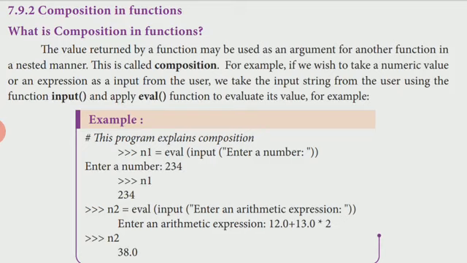That is, one function returns a value, and that returned value used as an argument to another function is called composition. To do this we use two types of functions, that is the input function and the EVAL, that is evaluate, function. First we will see the example, n1 equal to EVAL of input, enter a number.